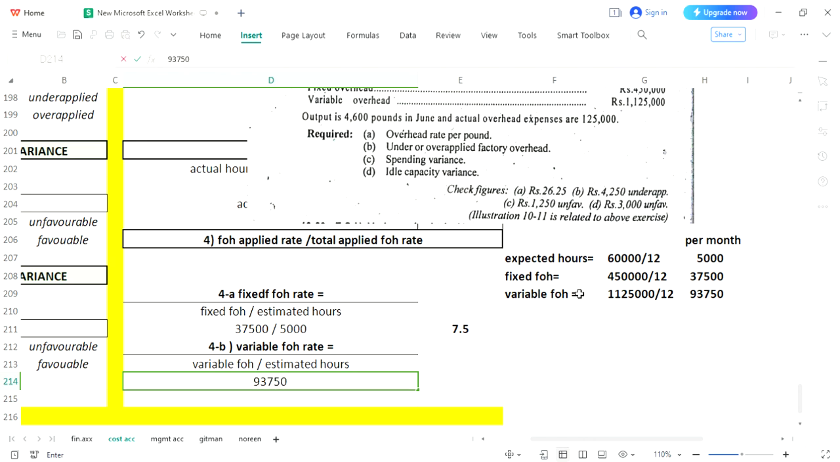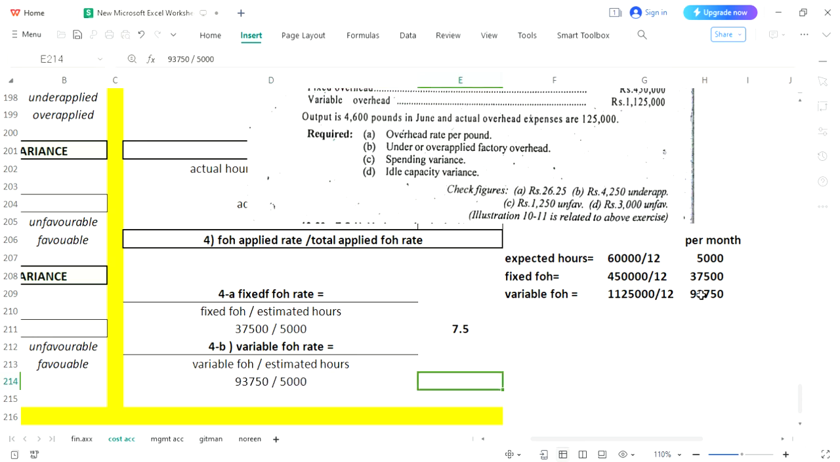93,750 would be divided by estimated hours. Here estimated hours were 60,000 per annum, and you have divided it by 12 to get 5,000 per month. So everything in the question is coherent. All amounts we have changed into per month.